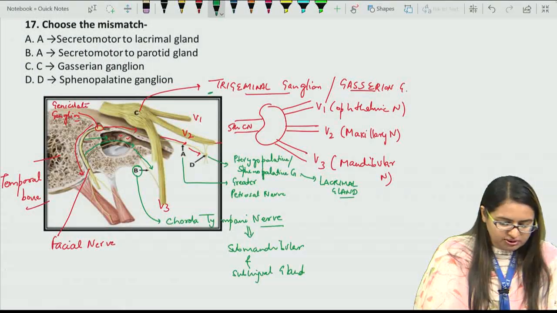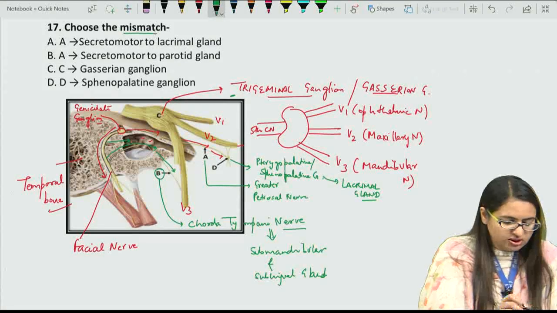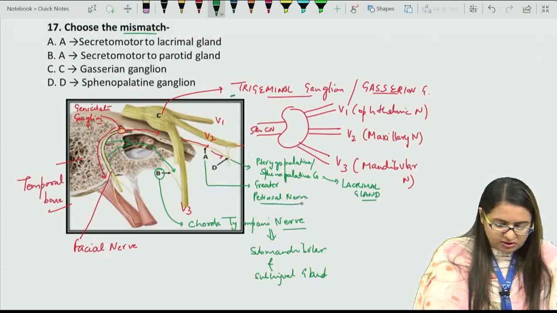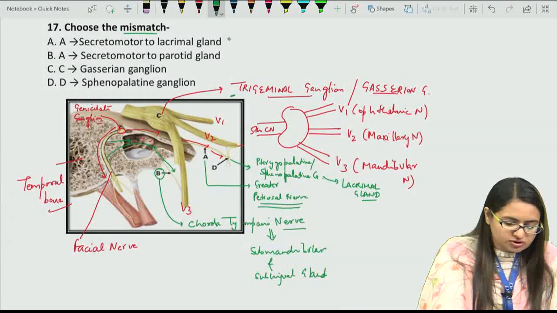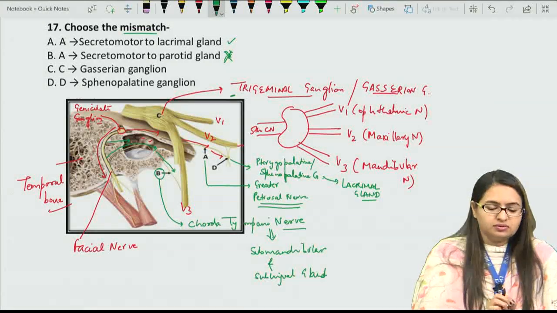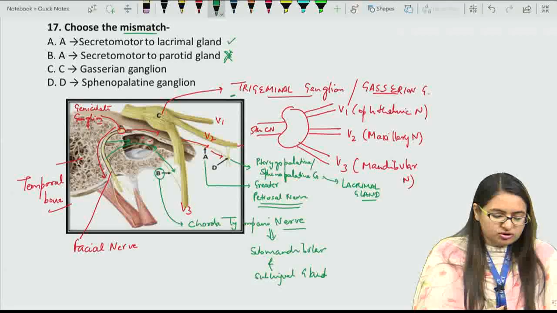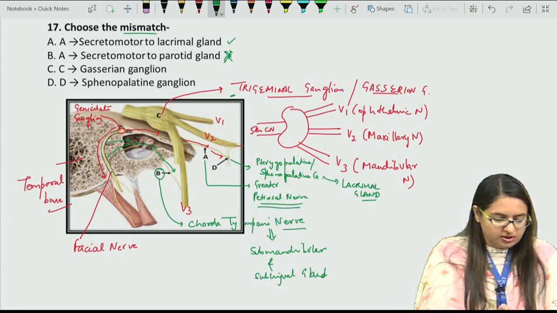Now we come back to the question. It says that we have to choose the mismatch. Option A is secretomotor to lacrimal gland, and A is the greater petrosal nerve, and yes, it is going to the pterygopalatine ganglion and it is secretomotor to lacrimal gland. Option B is secretomotor to parotid, which is wrong. For the parotid gland, we have the otic ganglion, and to the otic ganglion, the secretomotor fibers are being carried by the glossopharyngeal nerve.